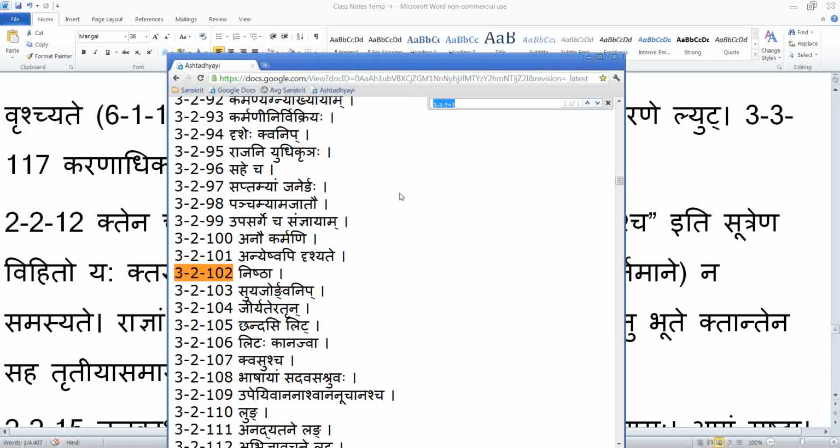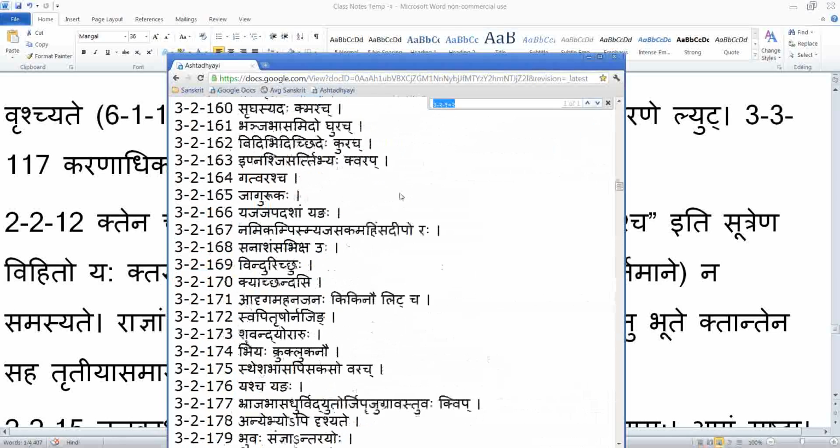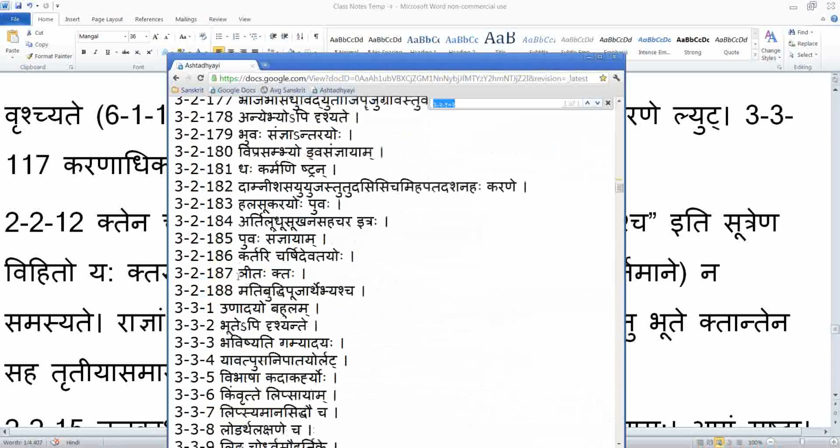And those come in the end of 3.2. Panini has a couple of rules over there, which says here, matibuddhipujarthebhyashcha. So, rajnyam mataha. Mataha means he's desired by the kings, he's wanted by the kings, favored by the kings.